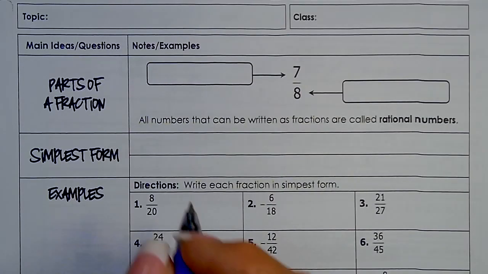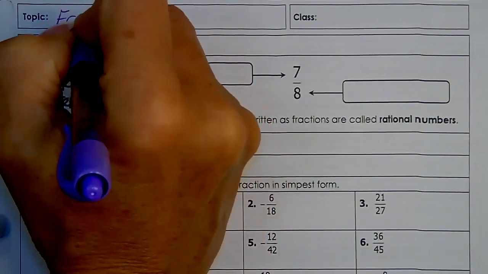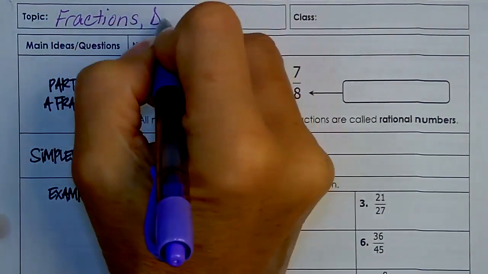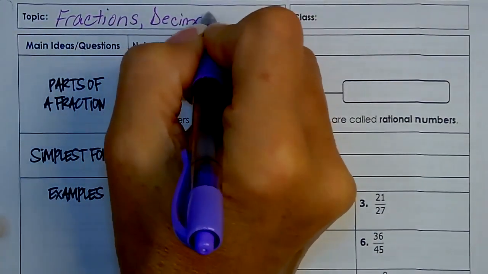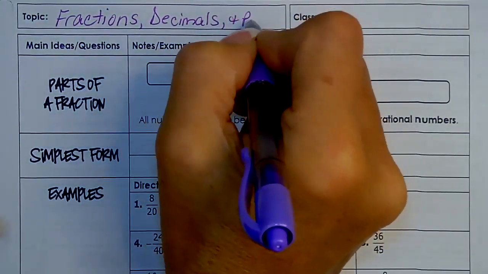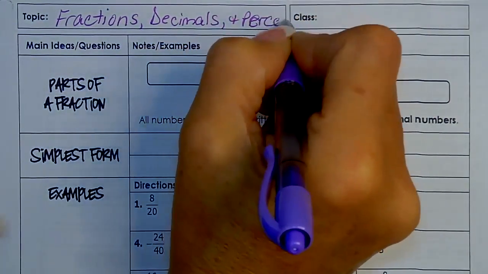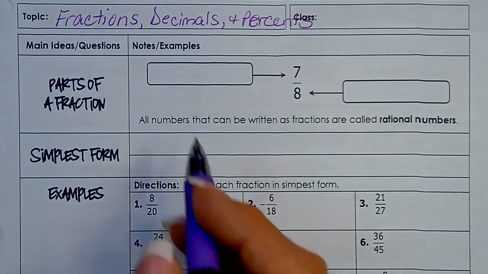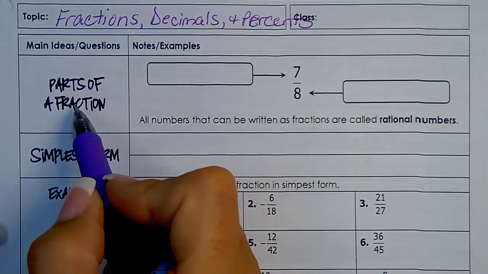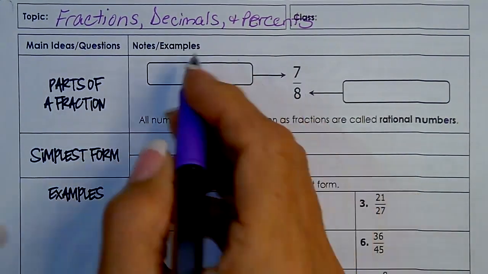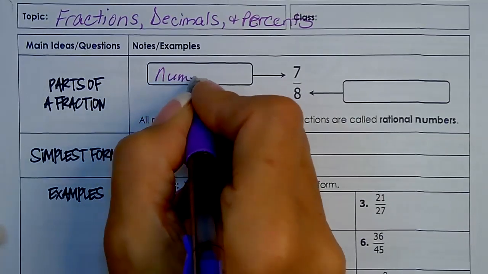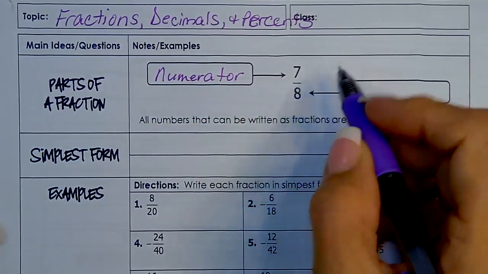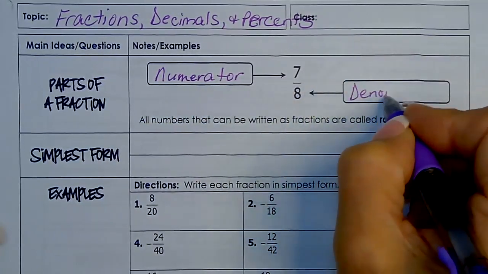Today's topic is fractions, decimals, and percents. All right, we're going to start off with parts of a fraction. So the top part of a fraction is called the numerator. The bottom part of a fraction is called the denominator.